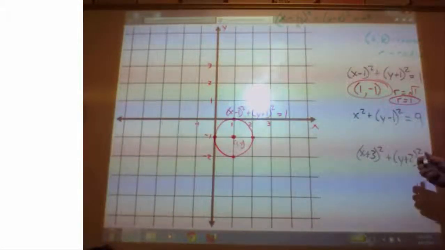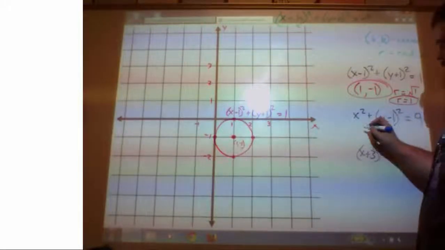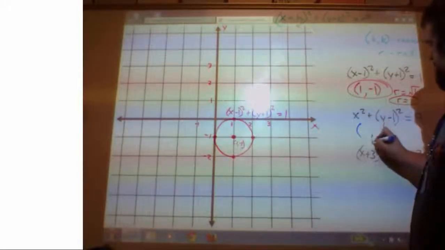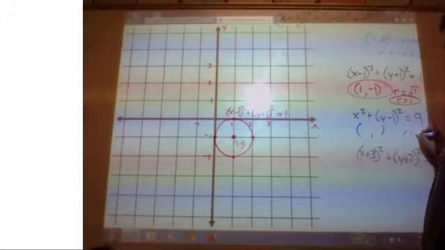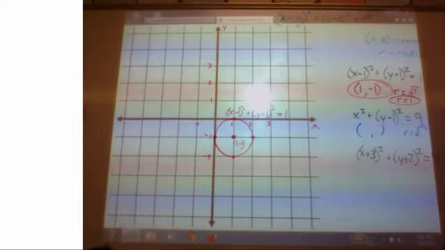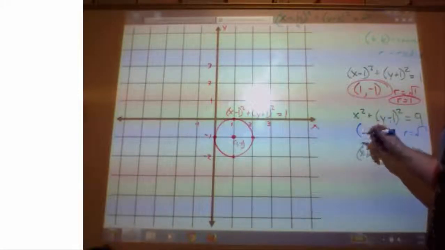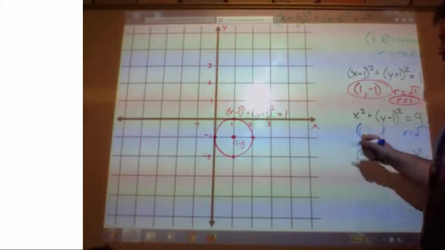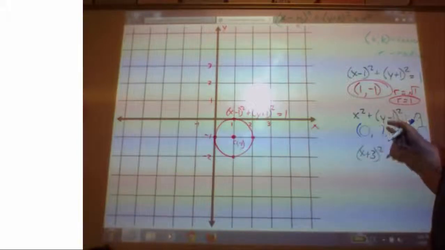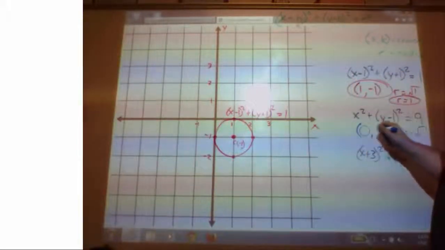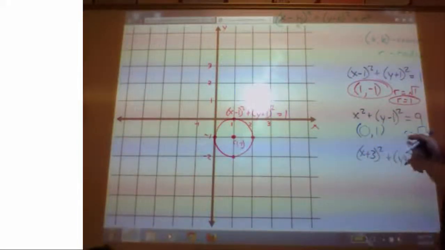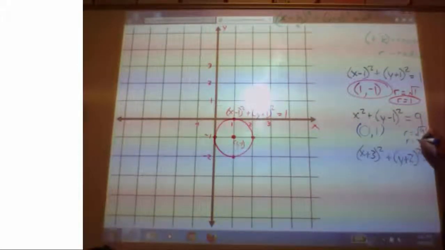Alright, the next problem. Over here. Well, the center is going to be something comma something, and r is going to be the square root of something. Alright, so here, x minus h. Well, there's no minus h, so this has to be 0. Y minus 1. Well, y minus k, so that means k is 1. R squared is 9, so the square root of 9 is r. R is 3. So in this case, when I do this, I'm going to plot 0, comma 1.